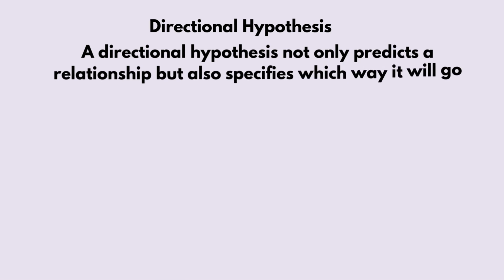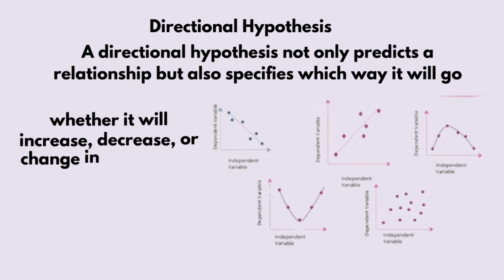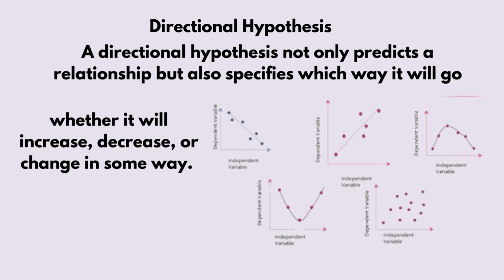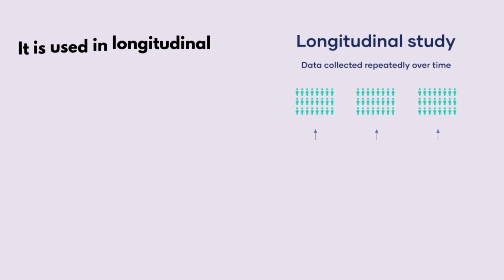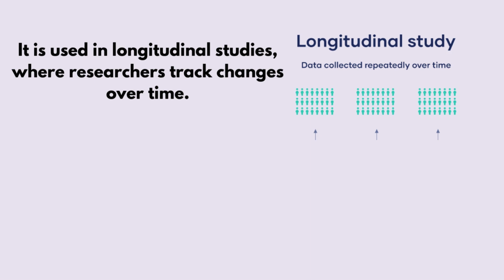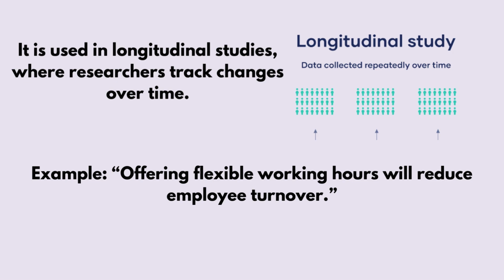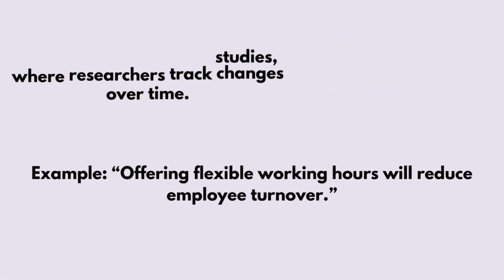Directional hypothesis. A directional hypothesis not only predicts a relationship but also specifies which way it will go, whether it will increase, decrease, or change in some way. It's used in longitudinal studies, where researchers track changes over time. Example, offering flexible working hours will reduce employee turnover.